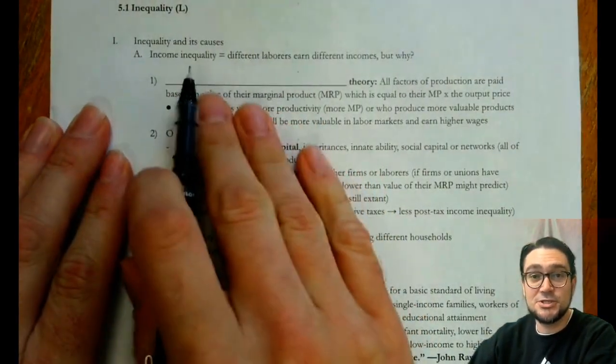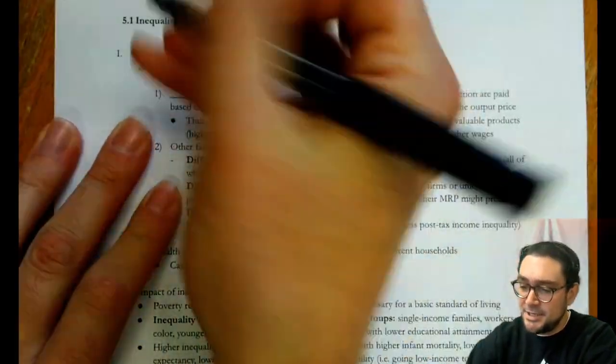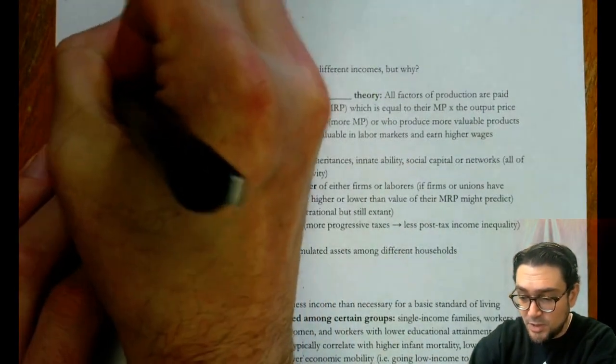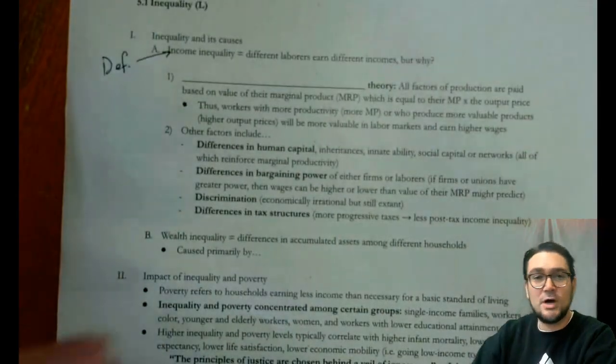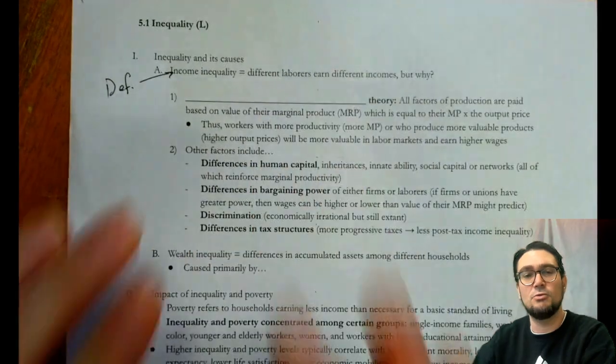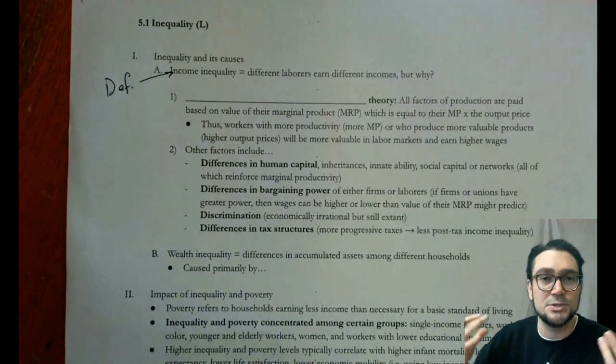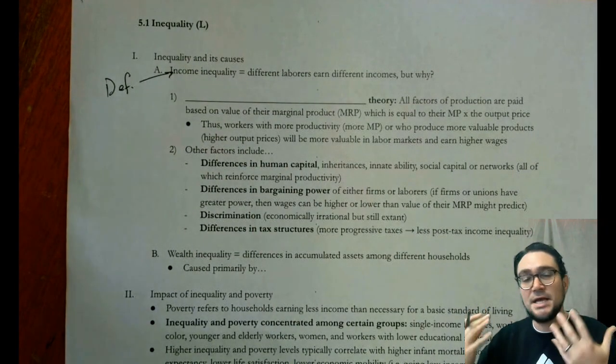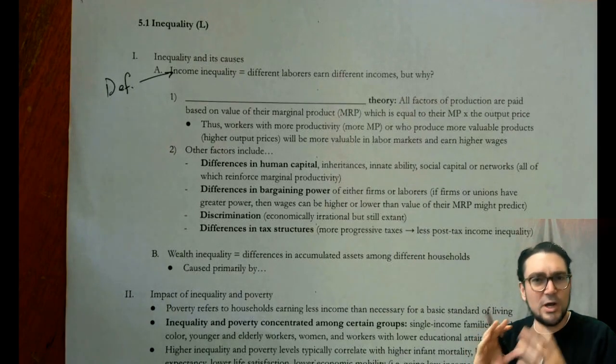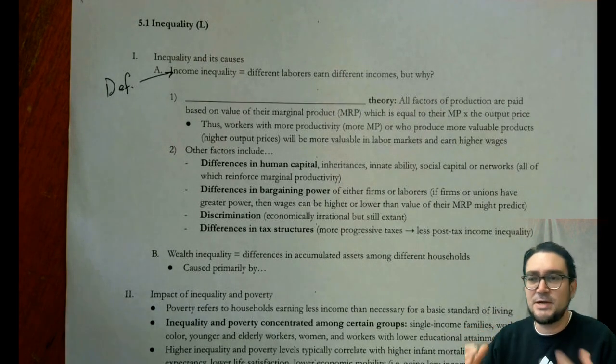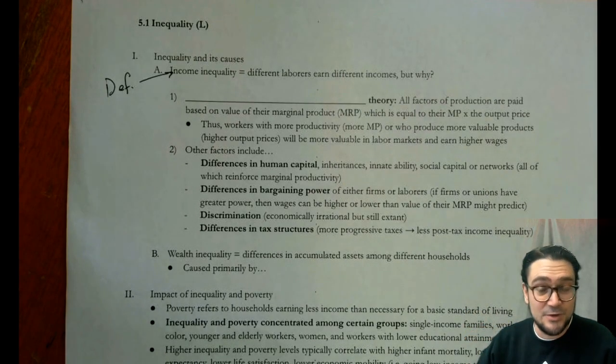Okay, so the first section just is about inequality and its causes. And here is the definition of inequality. When we're talking about inequality, we almost always are talking about income inequality. Why do different laborers earn different incomes? And it turns out to be a somewhat complicated answer, right? As you might imagine, why do some people get paid a lot and some people get paid very little?